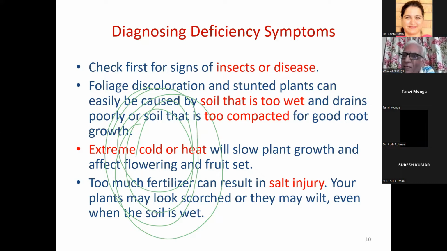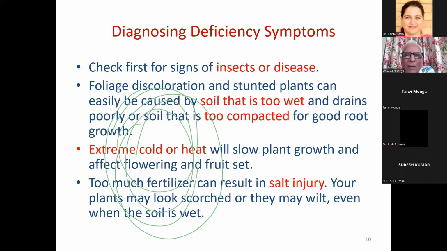Then extreme weather and cold can also reduce the physiological activity of the plant, and then the plant may show stunted growth or slow plant growth. And it also affects the flower and fruit setting. Excess of fertilizers can also give you salt injuries, and somebody may say it is scorching or wilting, and then you have those symptoms also.